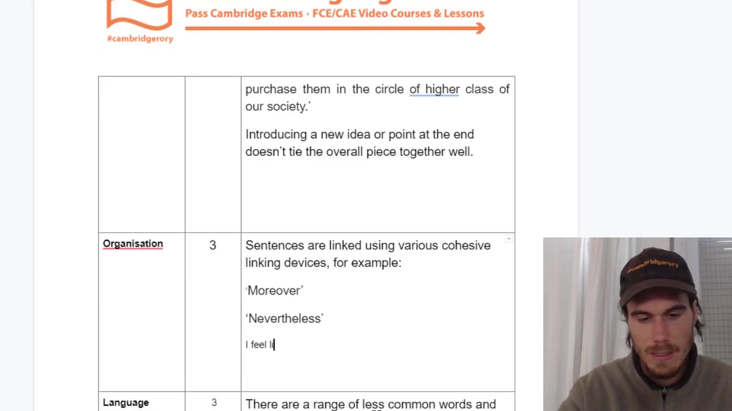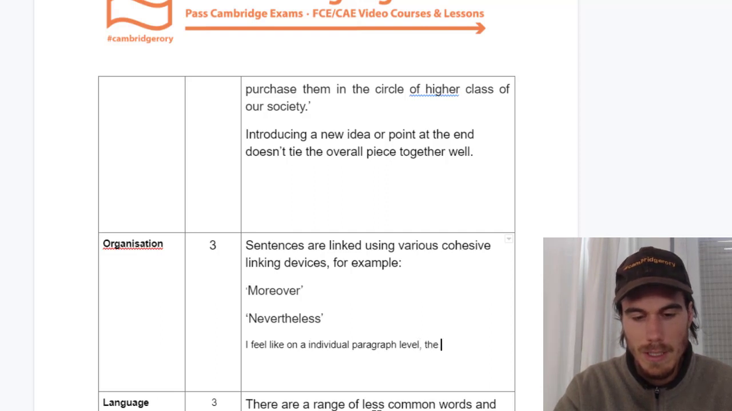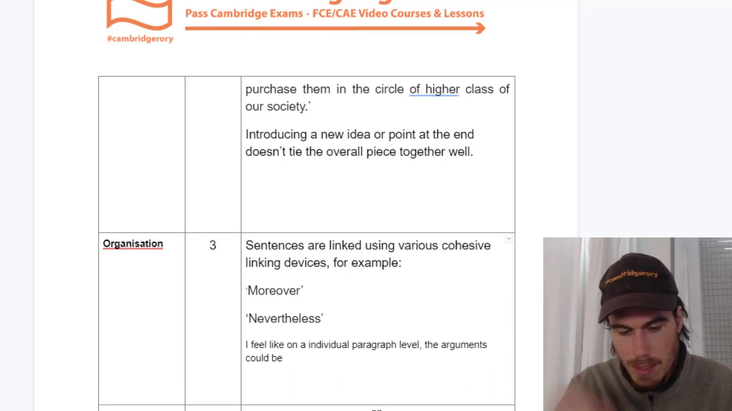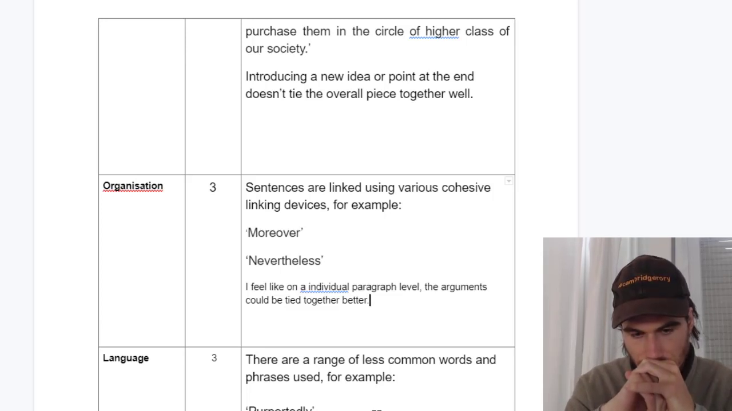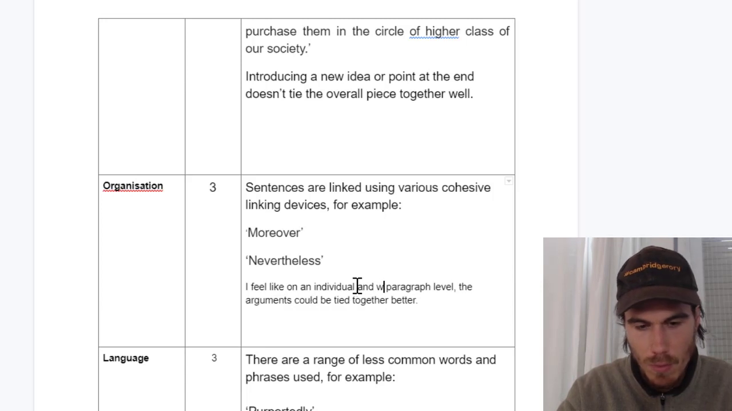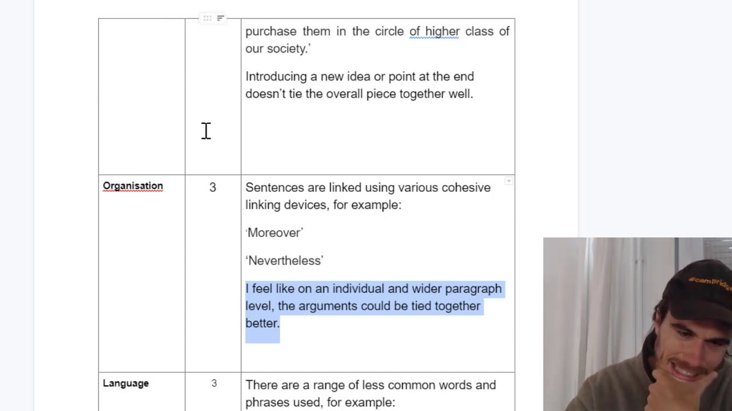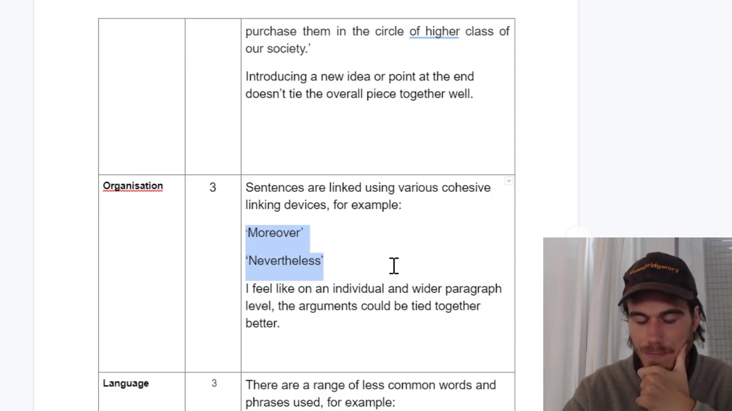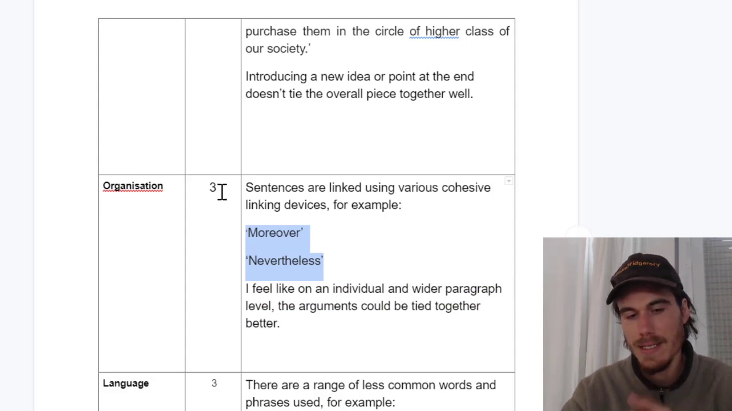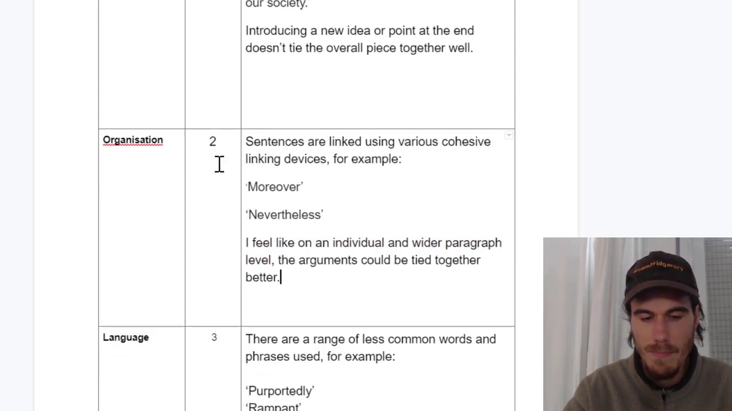I'm just going to say I feel like on an individual paragraph level, the arguments could be tied together better. But also on a bigger level, so on an individual and wider paragraph level. Despite the good language and the phrases and words that you use to tie things together, and the fact that you clearly separate things, I still think that actually this feeling is going to make me probably give it a 2 rather than a 3.